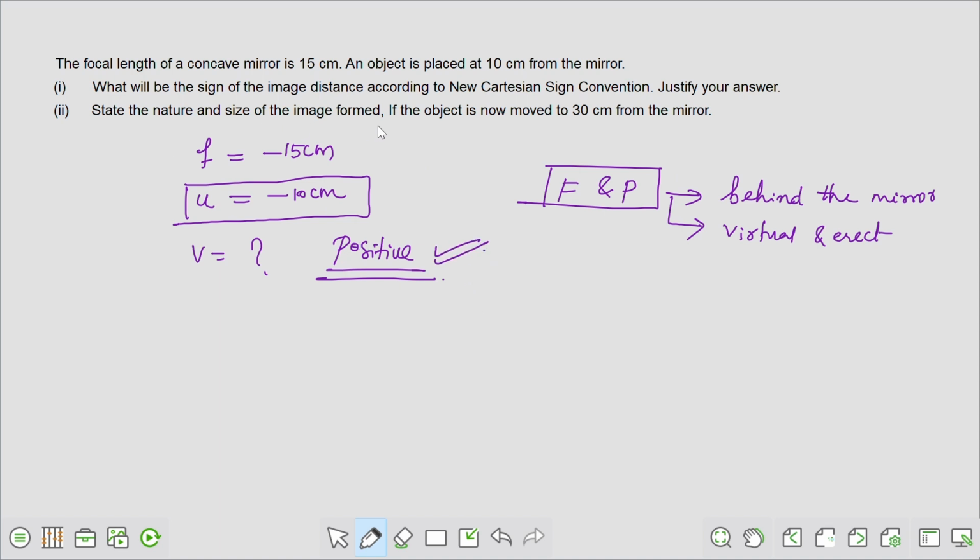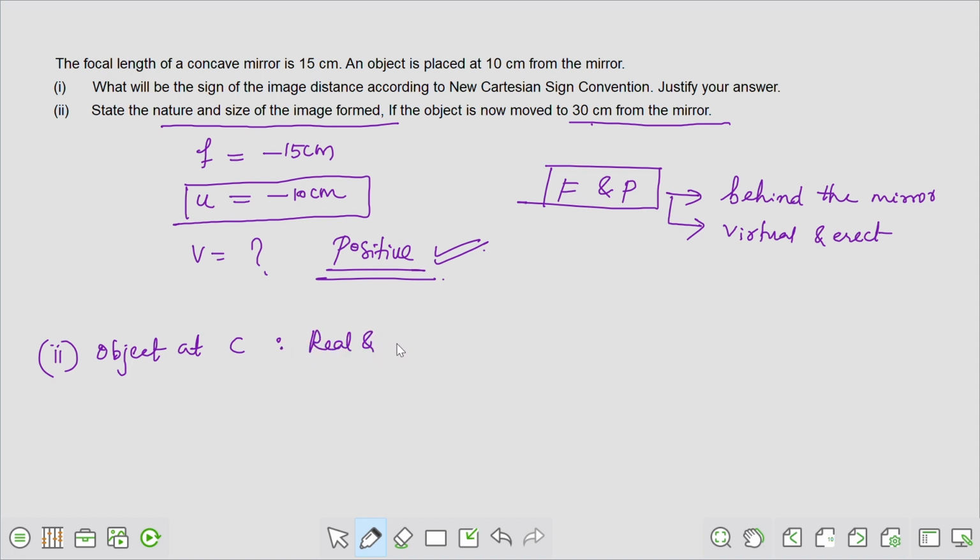Now state the nature and size of the image formed if the object is now moved to 30 cm from the mirror. Initially it is given that focal length is 15 cm. So 30 cm means where is the object placed now? Absolutely. Object is placed at C. Okay, this is the answer for the second one. Object is at C. So what will be the nature and size at C?